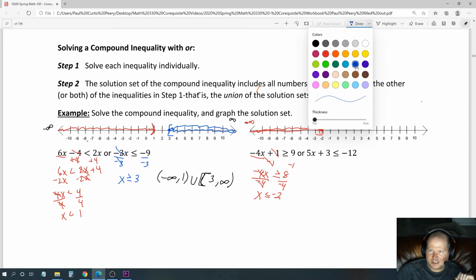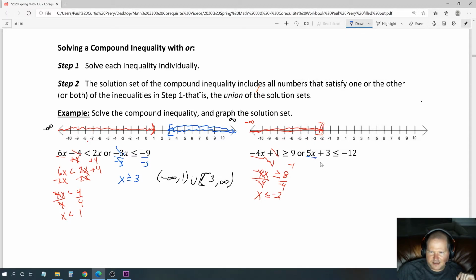Now we graph the second one separately. Okay. We have 5x plus 3. We want to get the 5x by itself. So we undo the addition of 3 by subtracting 3. Whatever we do to one side, we do to the other. Cancel, leaving us 5x is less than or equal to negative 12 minus 3, which is negative 15.